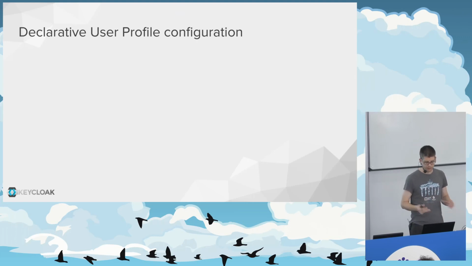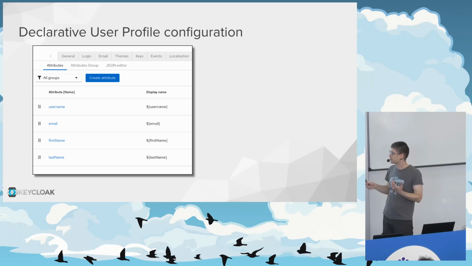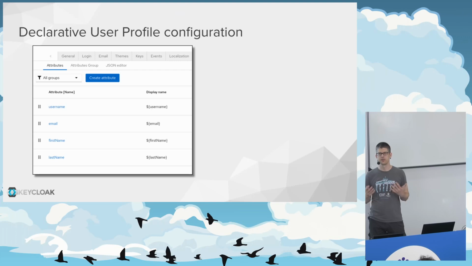New topic, declarative user profile, which was part of Keycloak 24. The short nutshell version is we added a form builder to Keycloak. So the thing is, you usually have an LDAP or some other directory which has lots of user attributes. And the regular ones are username, email address, first name, last name. But each organization then adds a lot of other attributes to your Keycloak setup.